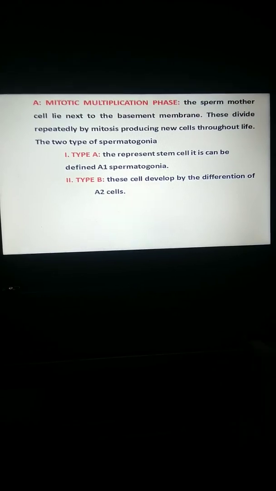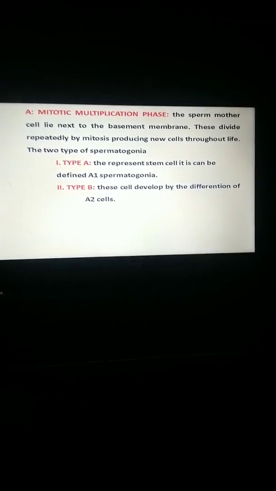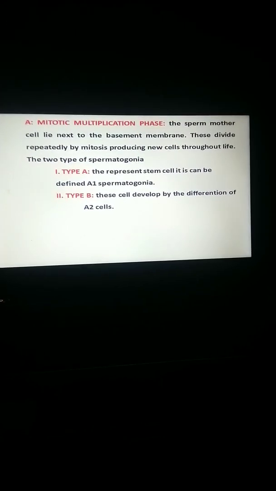Number one, in the mitotic multiplication phase there are mainly type A and type B. Please note down type A and type B. They represent stem cells. Type A is defined as A1 spermatogonia, and type B differentiates from A2 cells. Number two, growth phase. The spermatogonia are formed as a result of repeated division of germ cells. Number three, maturation or meiotic phase.